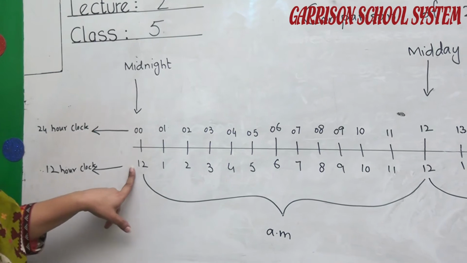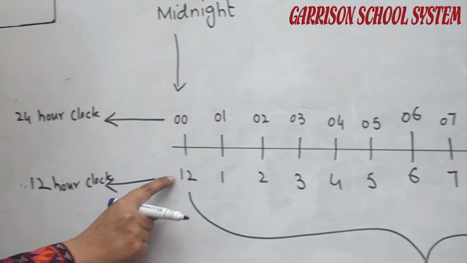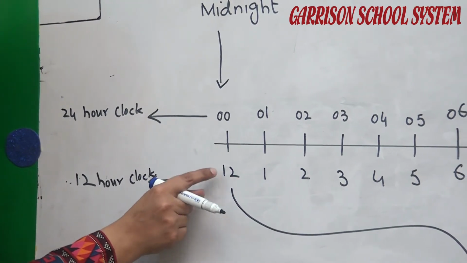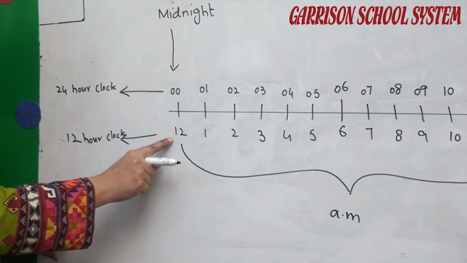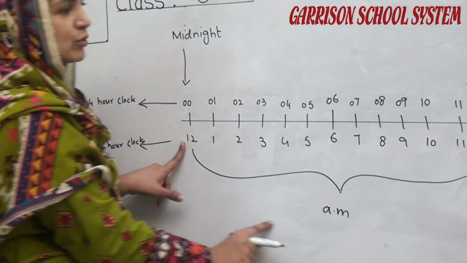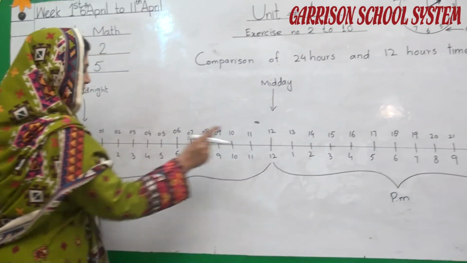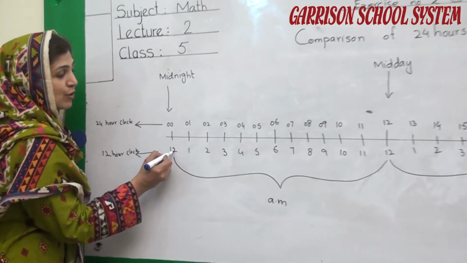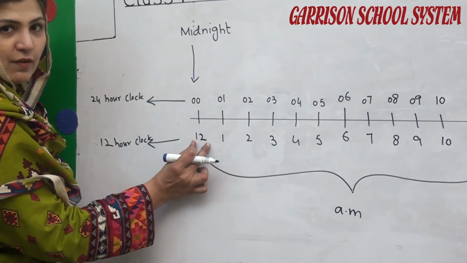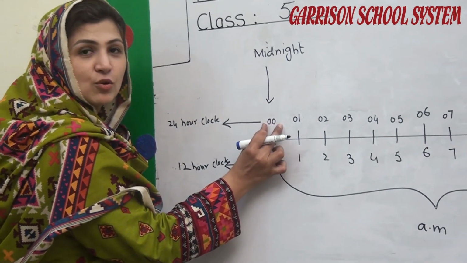So let's start from midnight 12. Now it's the time of midnight 12. This is AM time. The AM period starts from midnight 12 and runs to midday 12. At midnight, 12-hour clocks tell the time 12, but 24-hour clocks tell the time 00.